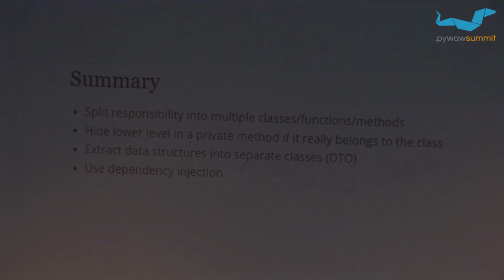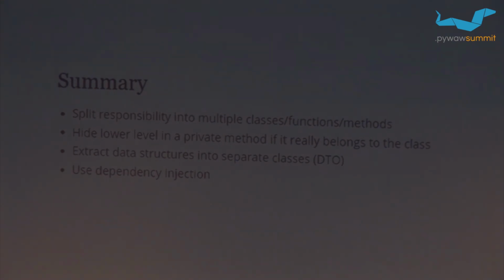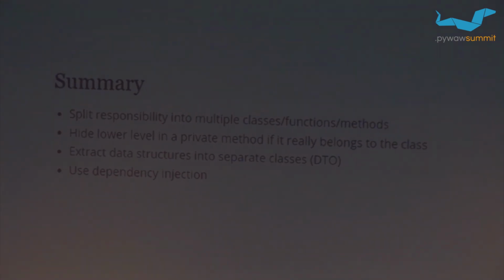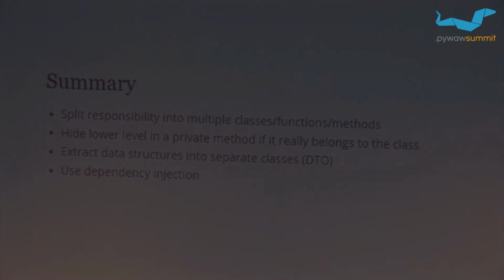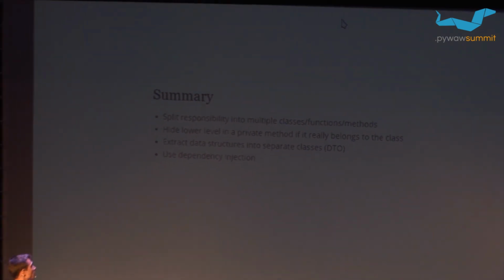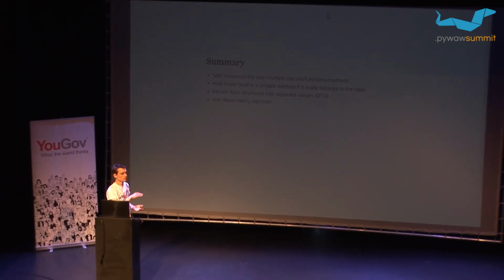We should separate data structures from objects that do something. Instead of keeping the data in their attributes, they should accept the data as arguments. It's called DTO, Data Transfer Object. And finally, we can use dependency injection to follow the dependency inversion principle, because we want our classes to be loosely coupled, and we don't want the classes to define the dependencies. We want to be able to define them on our own.